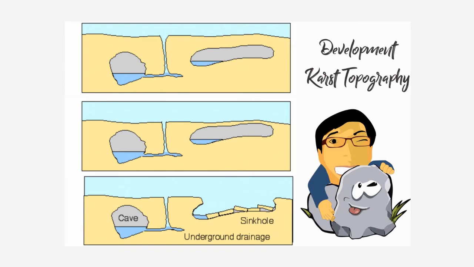Development of karst topography. Step 1. Acidic groundwater dissolves limestone. Then the water table drops, leaving empty caves. Step 2. Ground above the caves is eroded away. Step 3. Thin rock above the cave collapses, creating a sinkhole.